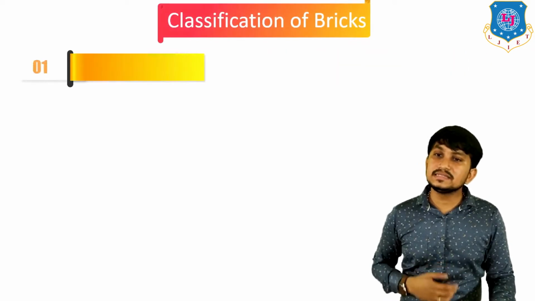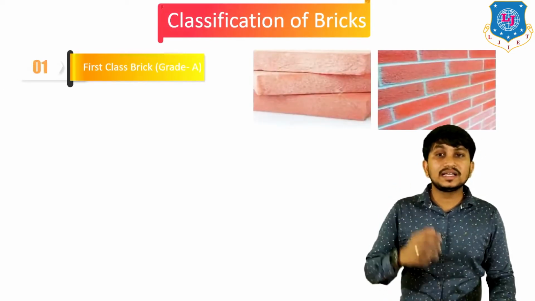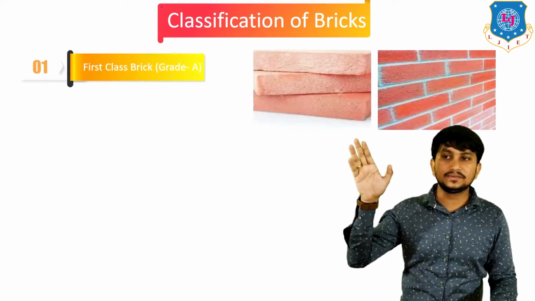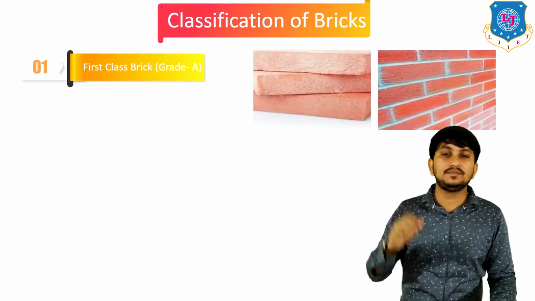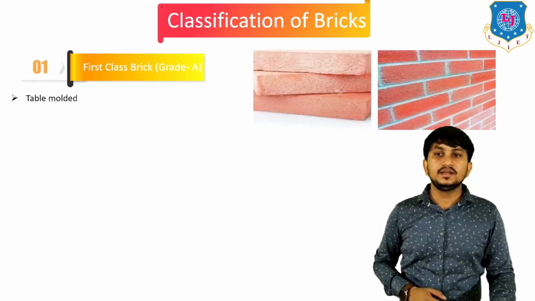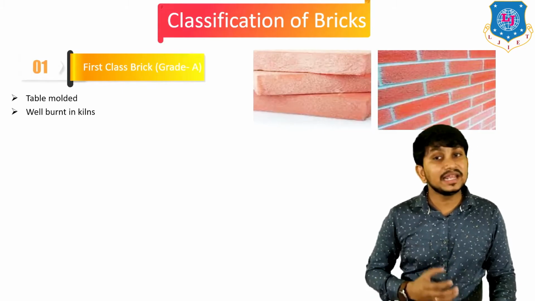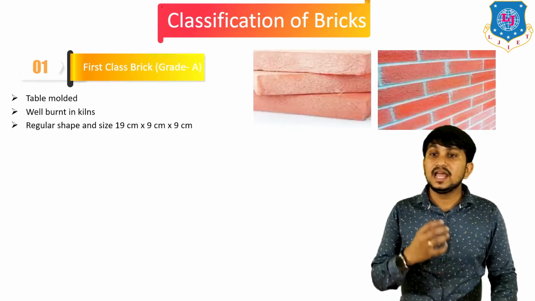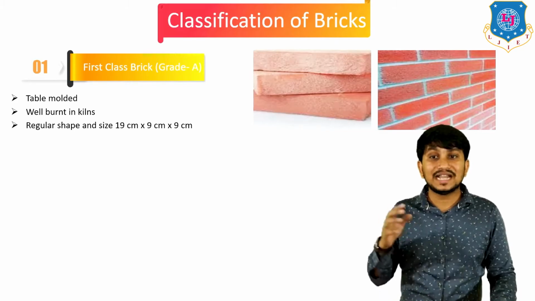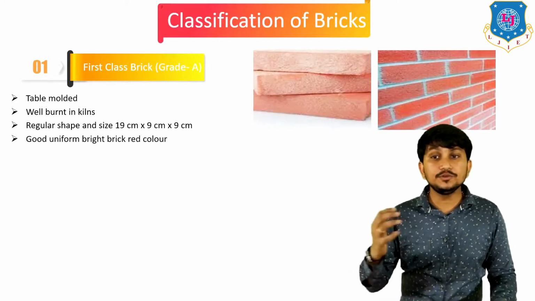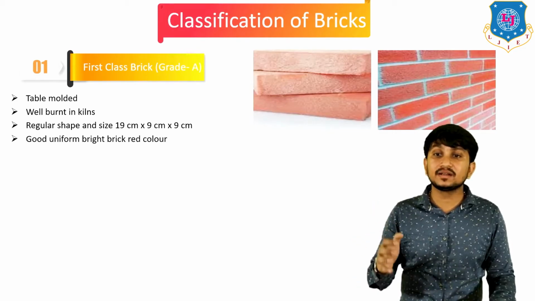First type of brick is first class brick or grade A type of bricks. This is a figure of first class brick. This is the work done with the help of first class brick. It is table molded brick. It is well burnt in kilns. It is having regular shape and size 19 centimeter by 9 centimeter by 9 centimeter. It has good uniform bright brick red color.